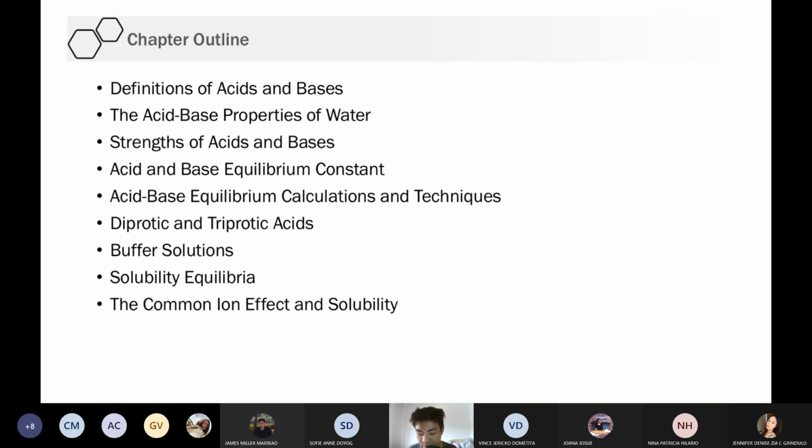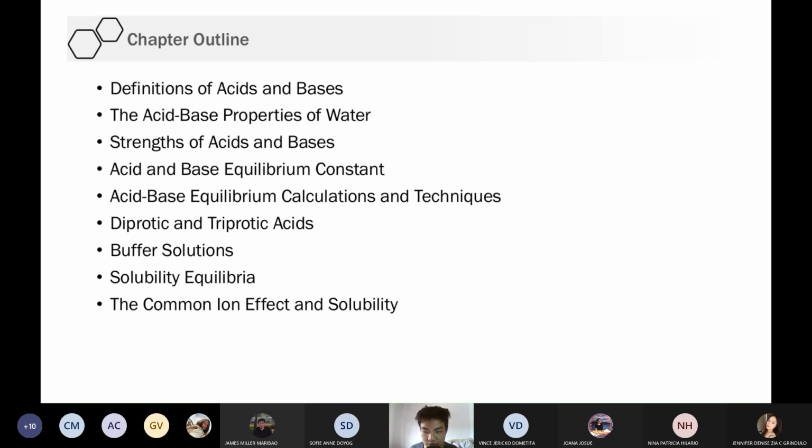Then, after that, we will proceed with the acid-base equilibrium constants and the acid-base equilibrium calculation and techniques. Followed by that is the diprotic and triprotic acid system and buffer solutions. Then lastly, we will end this chapter by discussing solubility equilibria for precipitates, or for sparingly soluble salts and the common ion effect and its solubility.